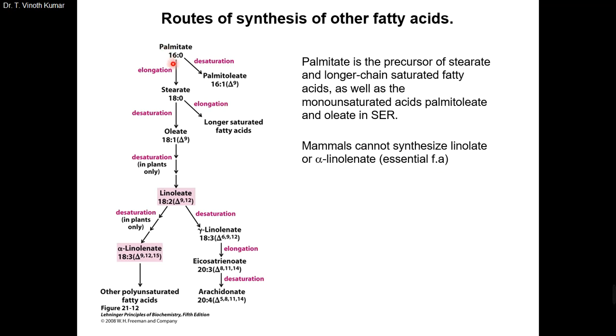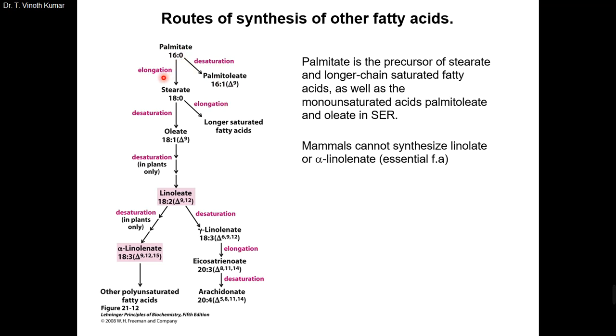And here we are going to depict the number of carbon atoms and number of double bonds, and within brackets there will be a delta 9. The delta designates the location of the double bond. For example, we can go one by one. So 16:0 means 16 carbon palmitic acid, but there is no double bond. That is why 0 means there is no double bond.